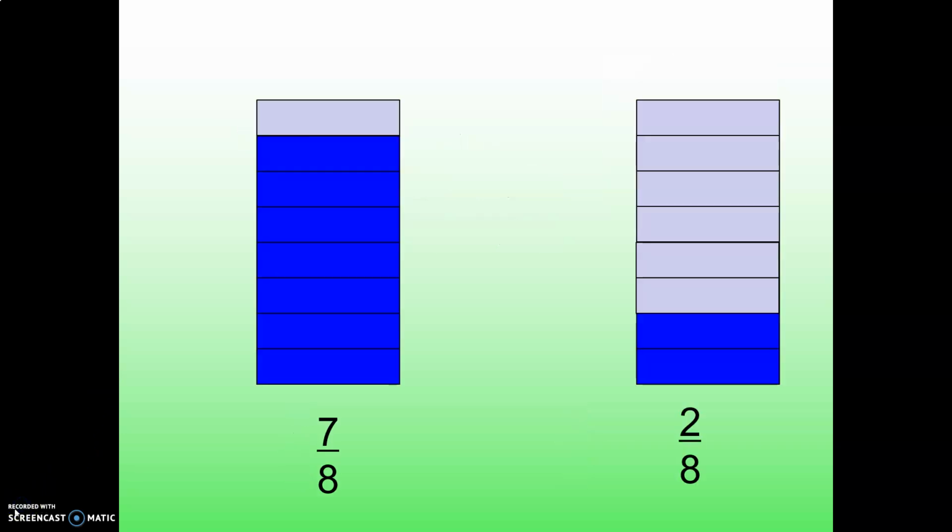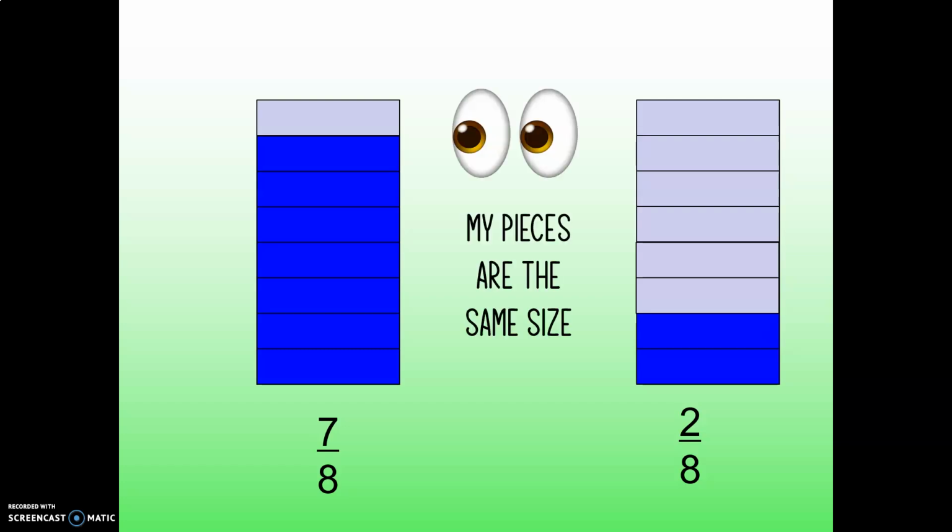Let's look at the model. 7/8 and 2/8. I see my pieces are the same size because my denominators are the same. And when my denominators are the same, all I need to do is compare the number of pieces in each fraction. I can tell that 7 pieces is more than 2 pieces. So 7/8 is greater than 2/8.